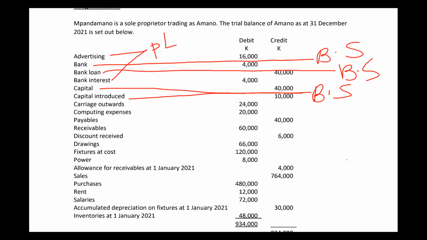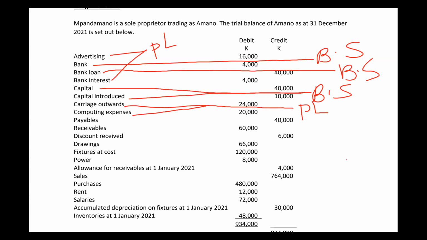Then carriage outward. Where do you place carriage outward? Profit and loss. Okay, carriage outward goes in the profit and loss account under expenses. So carriage outward is treated as an expense. Then computing expense, those are expenses. All expenses go in the profit and loss account.